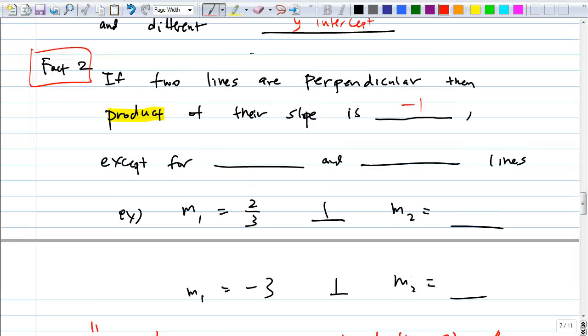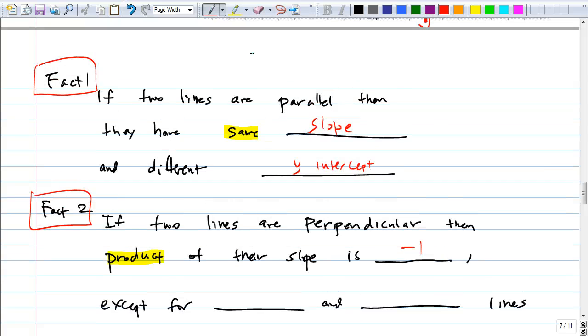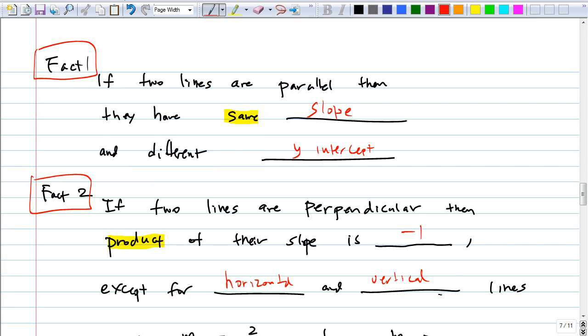So what do we write for this? If two lines are perpendicular, then the product of their slopes is -1, except for which lines? Except for horizontal and vertical. Why can't we multiply these slopes and get -1? What's the slope of a horizontal line? 0. What's the slope of a vertical line? Undefined. Can you multiply 0 with undefined? You can't. So therefore, that's one exception.